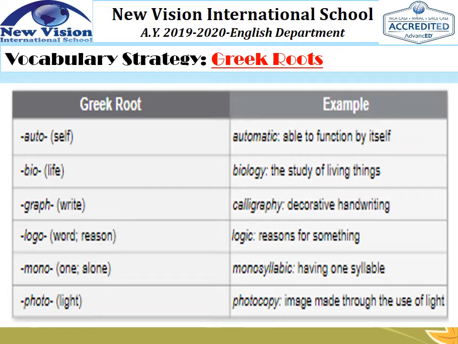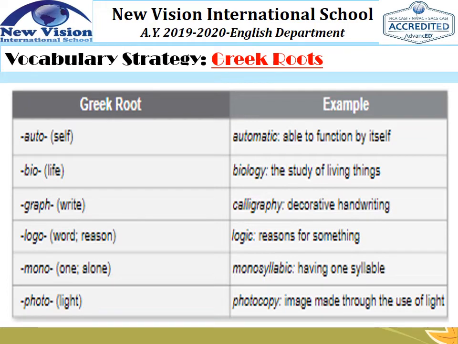So whenever we say a root, this is a word part that gives a word its main meaning. A lot of roots in English came from Greek or Latin. So here they are from Greeks. We have the word auto, bio, graph, logo, mono, and photo. Let's study them one by one. Your first Greek root is auto, which means self. So when you use it in the word automatic, it will have its meaning able to function by itself.